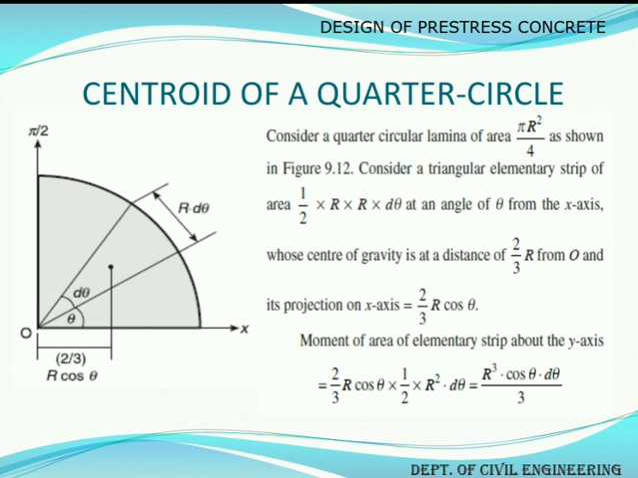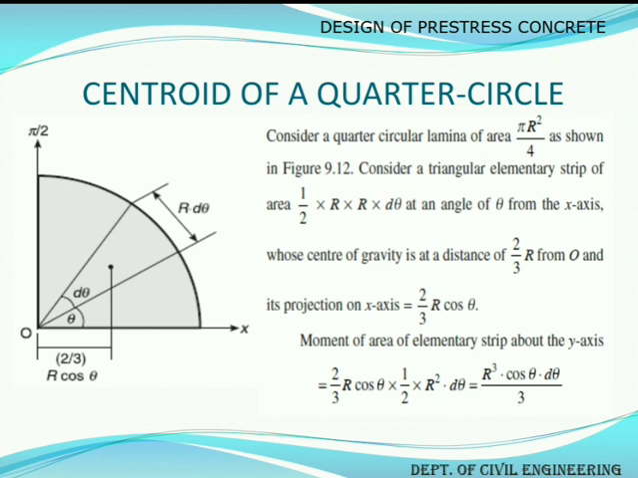So now let's move to the last derivation for today, which is a quarter circle. The easy thing about this is that a quarter circle is half of the semicircle. Firstly, the area will reduce: instead of pi r square by 2, the area we will take here is pi r square by 4. All the procedure for this remains exactly the same.